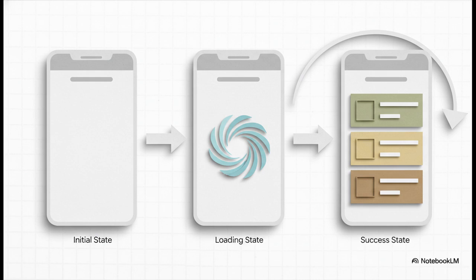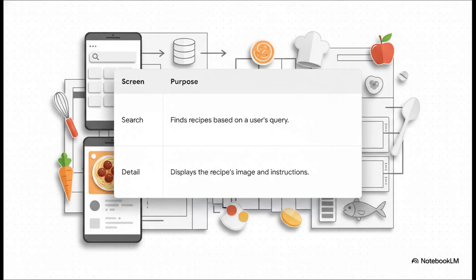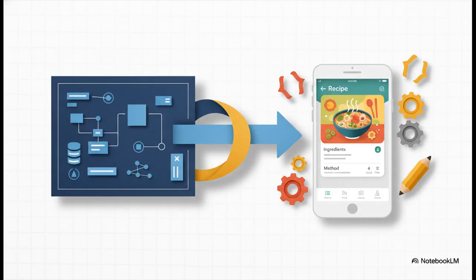So smooth. Putting it all together gives us our two main screens, the search screen and the detail screen. You use one to find recipes and the other to see all the yummy details. So you just tap a recipe and you're taken right to its detail page. It's super intuitive. And there we have it.